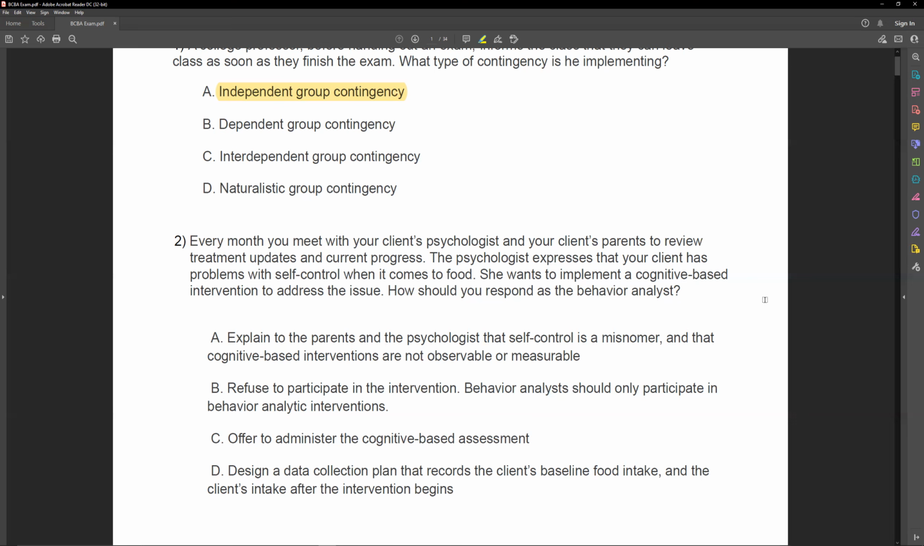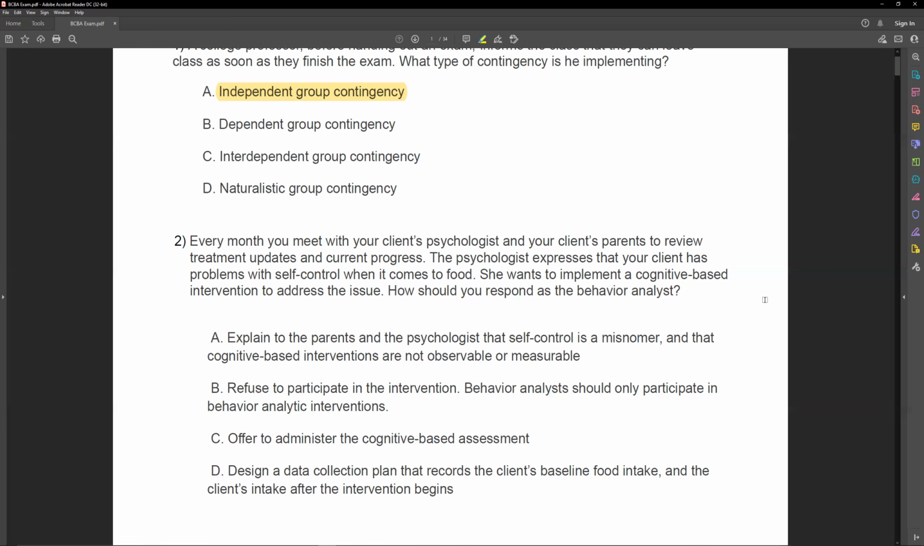C, offer to administer the cognitive-based assessment. No, again, this is out of our scope, okay, unless you're somehow trained in this. Most aren't, right? This is not within our scope. So that leaves us with D, design a data collection plan that records the client's baseline food intake and the client's intake after the intervention begins.